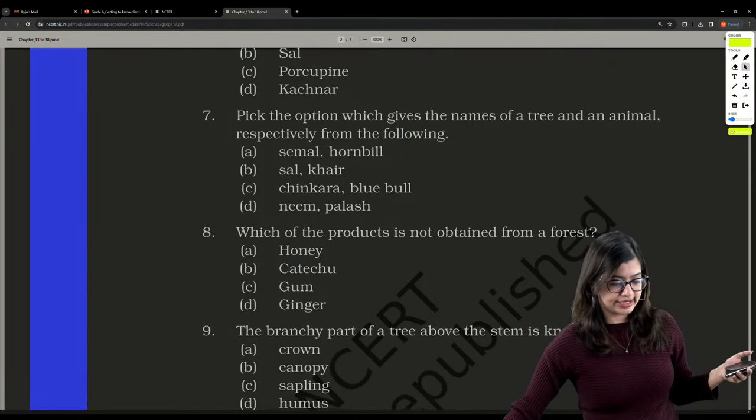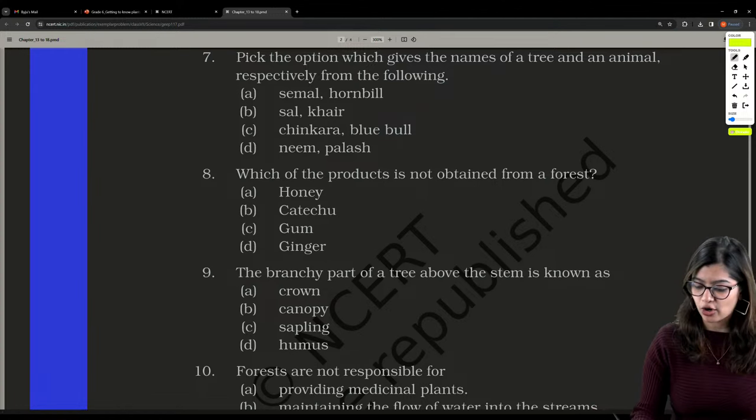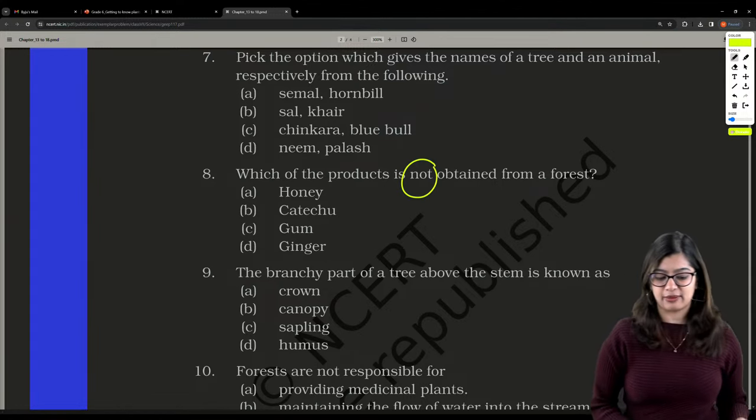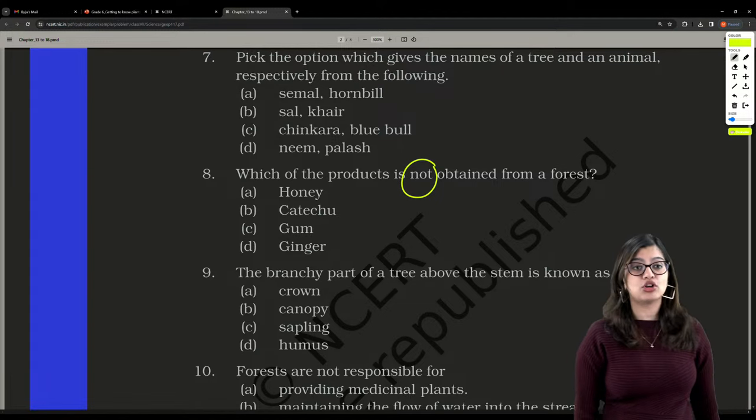Let's go on to the next one, which is question number 8. Question number 8 is, which of the products is not obtained from the forest? Honey, catechew, gum or ginger?